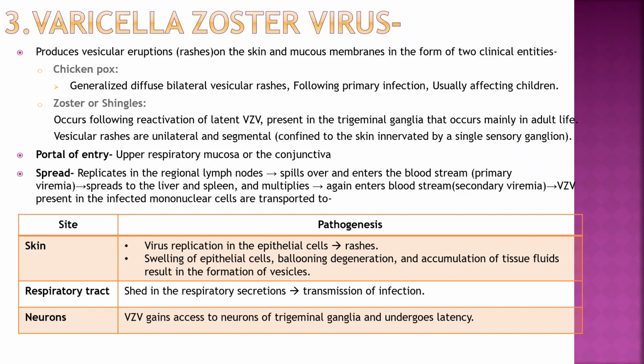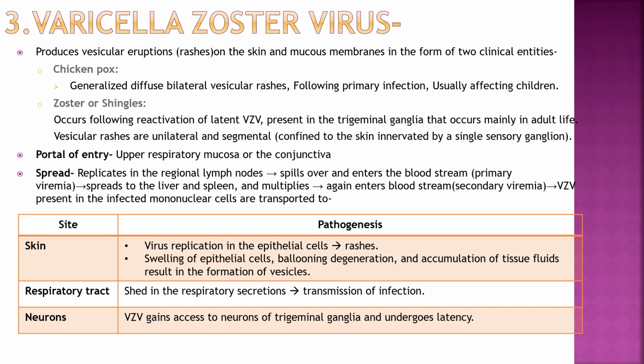Varicella zoster virus produces vesicular eruptions or rashes on skin and mucous membranes. There are two clinical forms: chickenpox, and second, zoster or shingles. Chickenpox is generalized, diffuse, bilateral vesicular rashes following primary infection, usually affecting children. Zoster occurs following reactivation of latent varicella zoster virus present in trigeminal ganglia, mainly in adult life. Vesicular rashes are unilateral and segmental, confined to skin innervated by a single sensory ganglion.